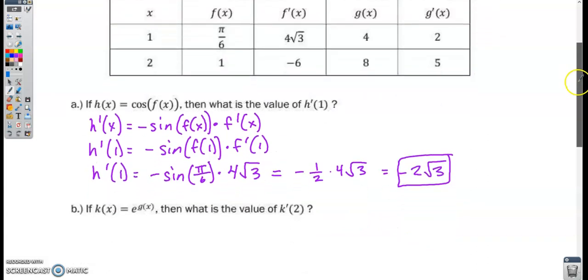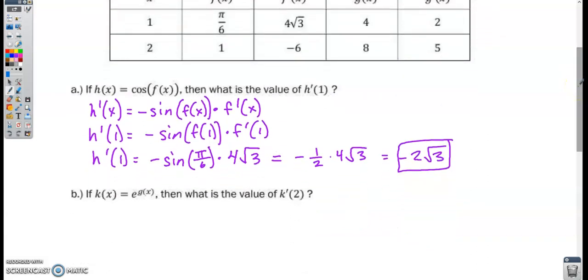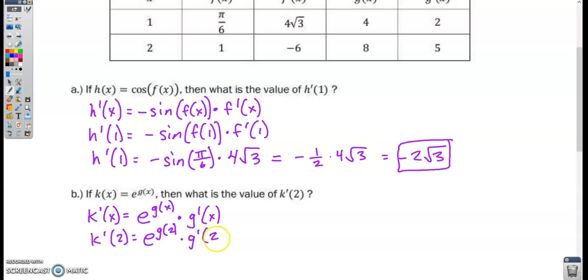Okay. And then let's see, part B, we're finding if k(x) is equal to e to the g(x), then what's the value of k'(2)? So first I'm going to find k'. Again, I'm going to have to use the chain rule: derivative of the outside leaving the inside the same, e to a power. The derivative of that is just e to that power. Now times the derivative of the inside, g'(x). So k'(2) is equal to e to the g(2) times g'(2).